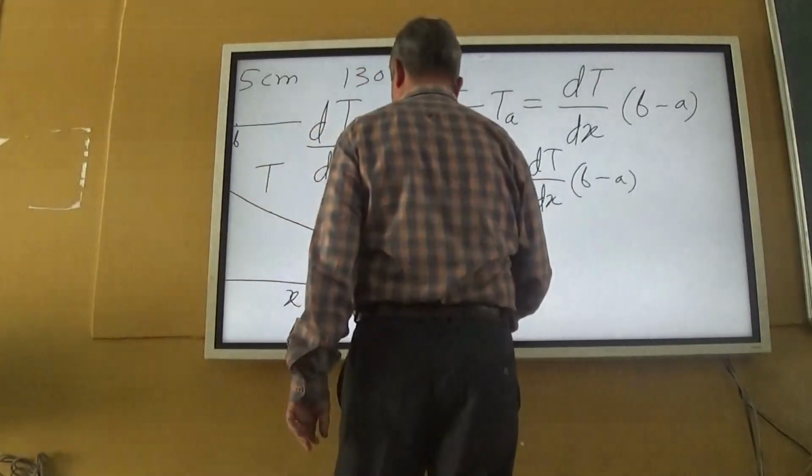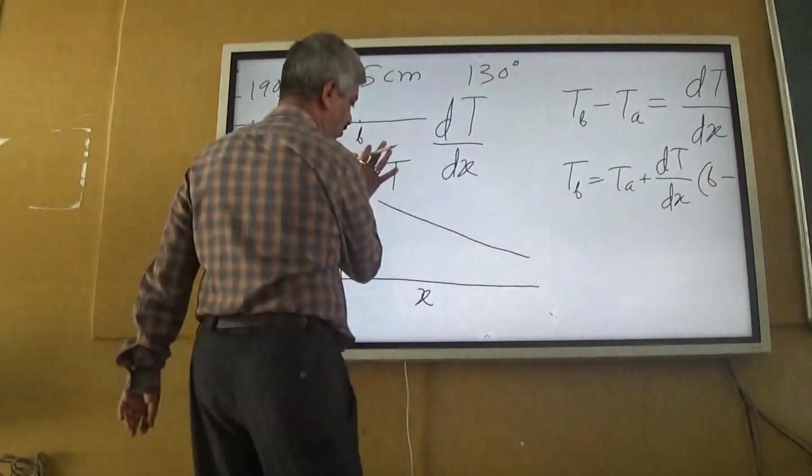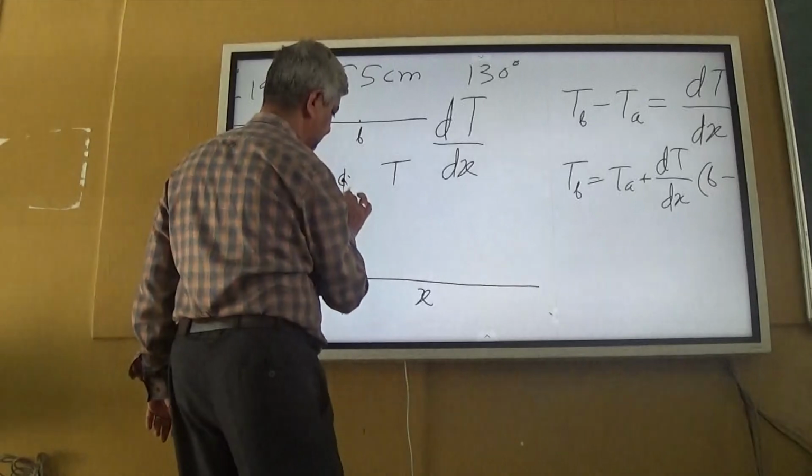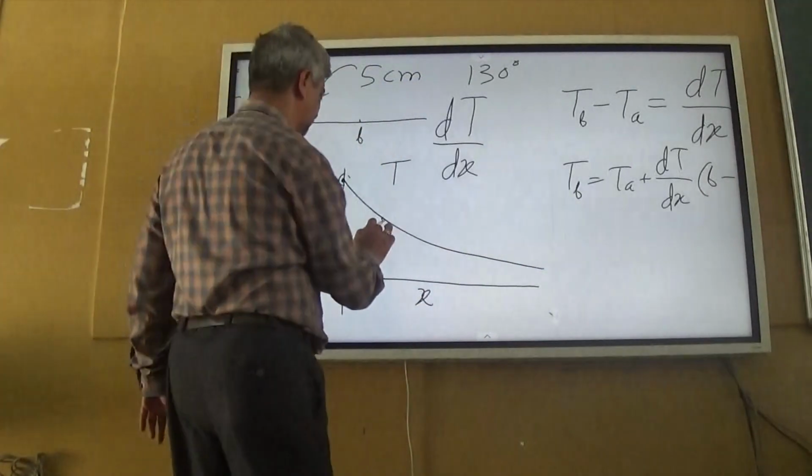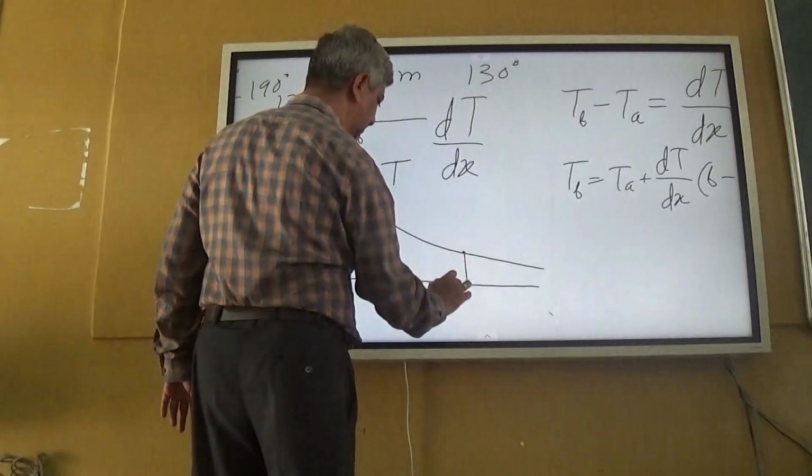Now the problem is, this is not constant, it is like this or anything, and I am here at A and B.